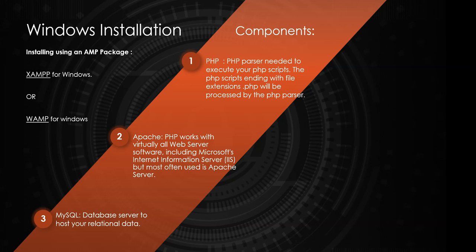So there are basically two ways to proceed with the setup of the development environment. The first is to individually install the components, that is PHP, Apache and MySQL. But that would be a very tedious process for beginners, so we suggest we go with an AMP package, which is just like a one-click installer for Windows. So it will install all the requisite components to run your PHP application on your local machine.